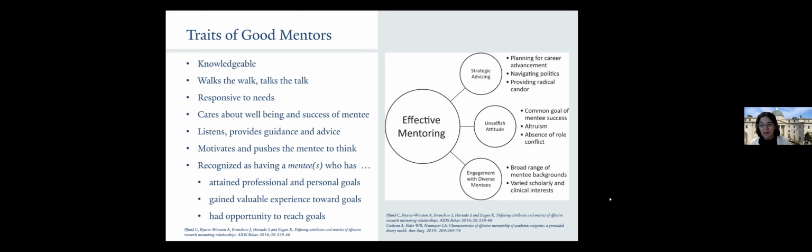And then recognized as having a mentee, as I said, who's attained professional and personal goals. They've shown them those opportunities. And another way of thinking of effective mentors is they're strategic. They give you career advancement. They help you navigate politics. I think academic medicine is full of political pitfalls, and helping you, especially in bigger organizations, manage that. And also providing radical candor is an underappreciated part of a mentor.